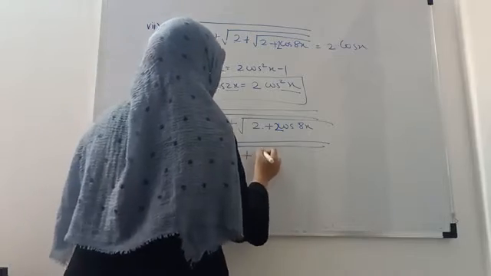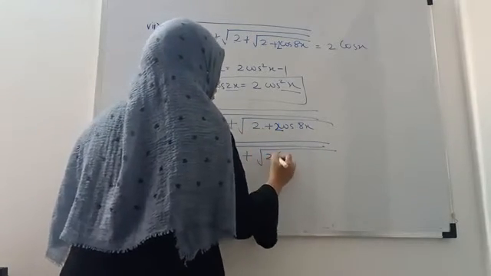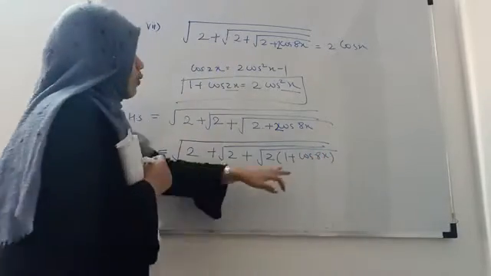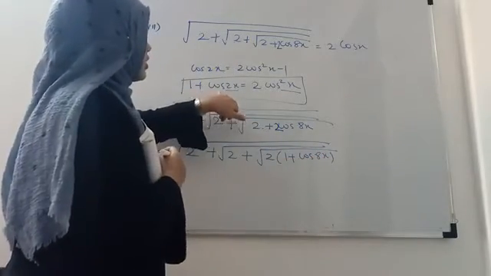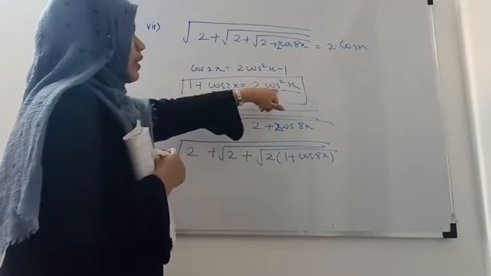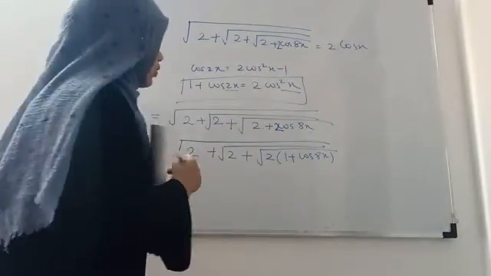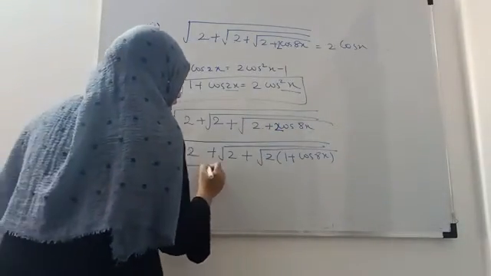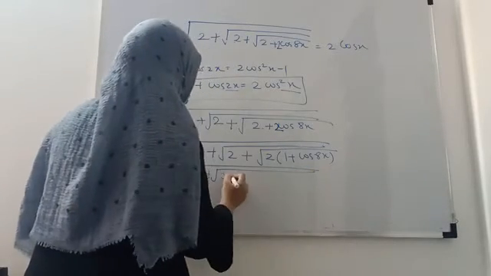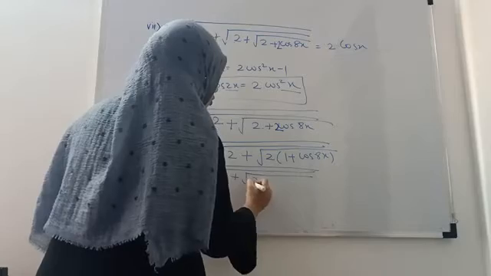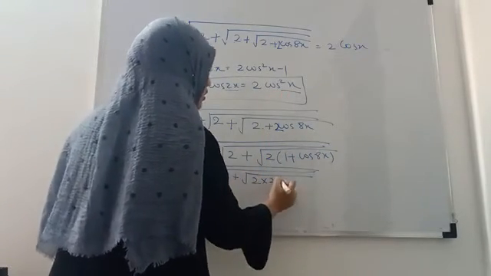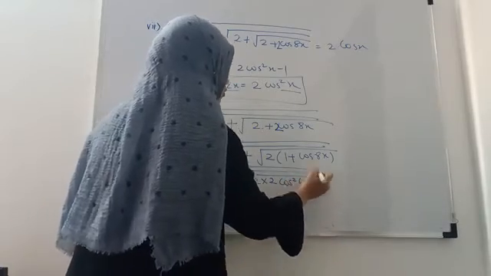Second root as well, and in the third root take out 2 common. So here it will be 1 plus cos 8x. Right? Now 1 plus cos 8x is like this. So the formula for that will be 2 cos 2x का हो गया x, so 8x का हो जाएगा 4x. Okay? So here it will be under root 2 plus under root 2 plus under root. Now 2 as it is, 1 plus cos 8x will be 2 times cos square 4x.